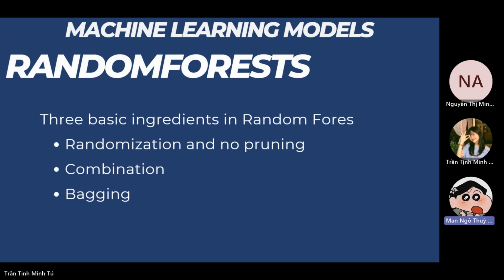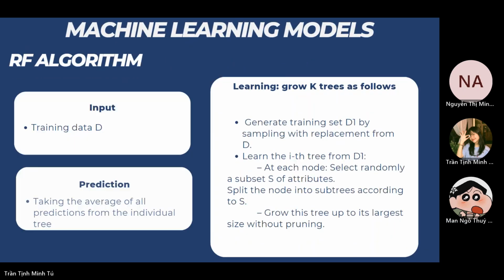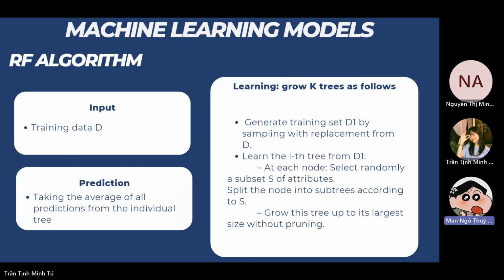It has three basic ingredients in random forest: the randomization, the non-Bayesian combination, and bagging. So here is the random forest algorithm.